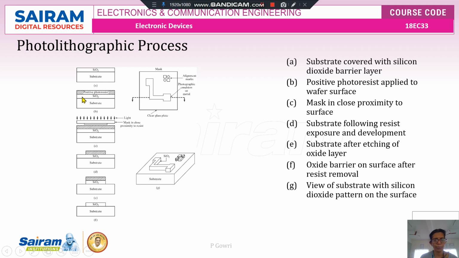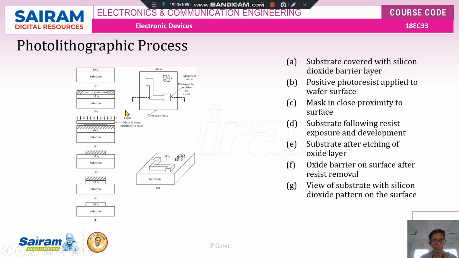The next step is to coat it with a photoresistive material. Photoresistive material is of two types: one is positive resist and the other is negative resist. When this material is exposed to photons, that is, to light energy, it may get hardened or softened based on its electrical and chemical properties.